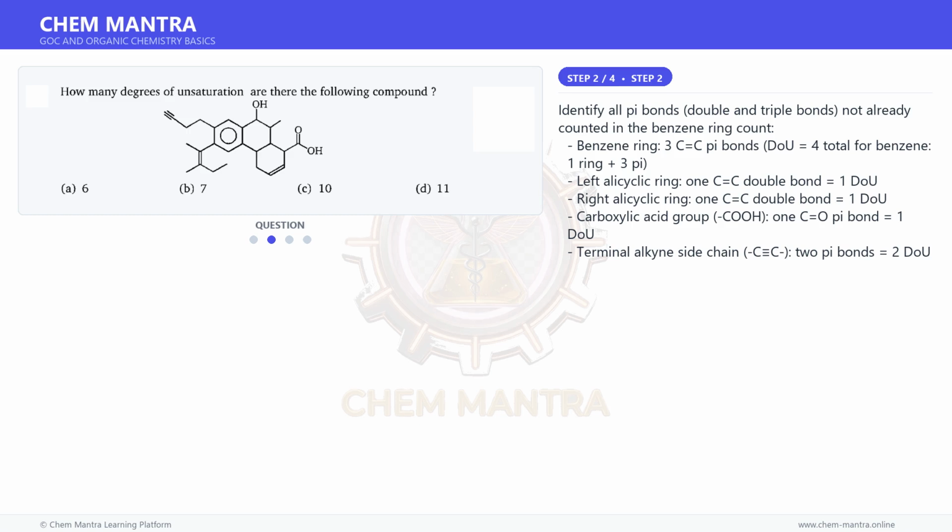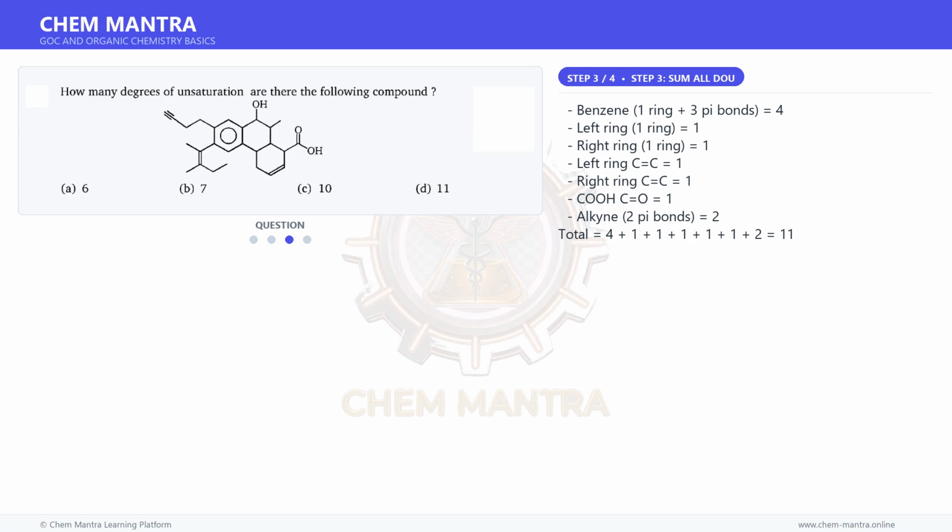Moving on to the next step. Identify all pi bonds, double and triple bonds, not already counted in the benzene ring count. Benzene ring, 3 C=C pi bonds, DoU equals 4 total for benzene, 1 ring plus 3 pi. Left alicyclic ring, 1 C=C double bond equals 1 DoU. Right alicyclic ring, 1 C=C double bond equals 1 DoU. Carboxylic acid group, C=O pi bond equals 1 DoU. Terminal alkyne side chain, -C≡C, 2 pi bonds equals 2 DoU.